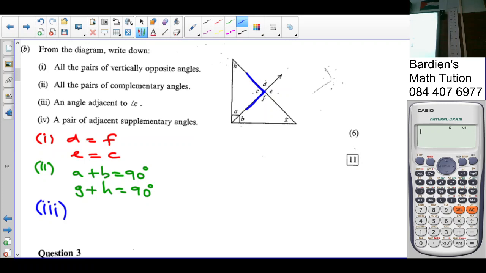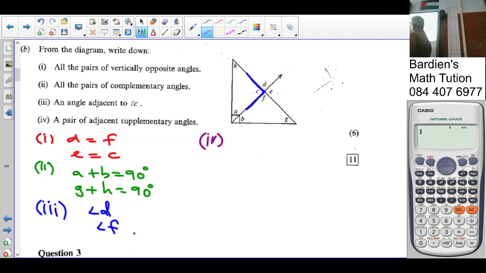Can you see? So which angles are adjacent to C? Angle D and angle F. Okay, we can just say D and F. You all okay with that?